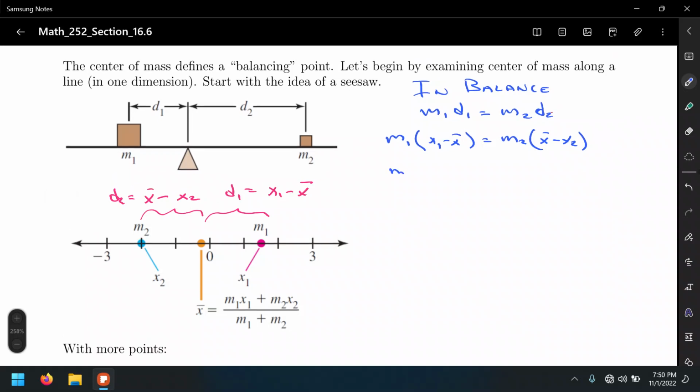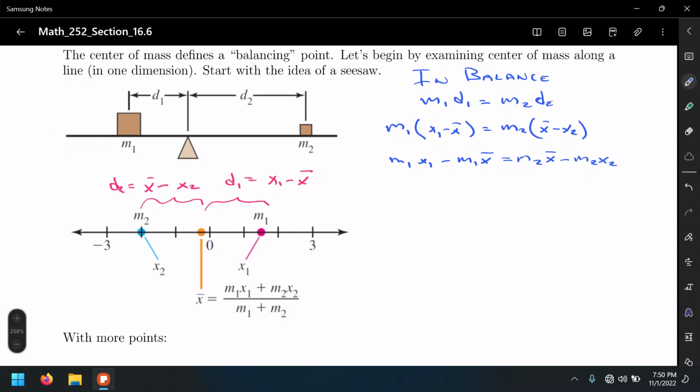Well, so let's distribute: m1 x1 minus m1 x bar equals m2 x bar minus m2 x2. And so let's have all the terms that contain the x bar on one side. So I'm going to have negative m1 x bar minus m2 x bar. That is all terms containing the x bar on the left hand side, and on the right hand side everything else. That is negative m2 x2 minus m1 x1. So we can actually turn all these terms with negative numbers into positive. So how about we do that?